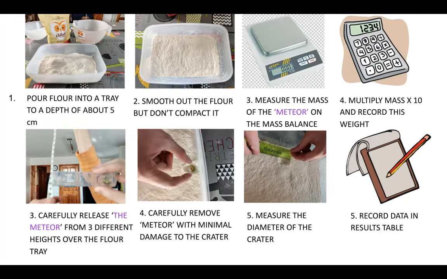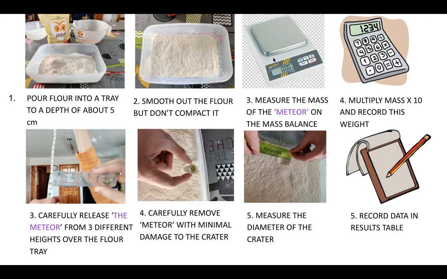What you're going to do is you're going to pour flour into a tray or a lunchbox or a box or anything that is suitable at home to a depth of about 5 centimeters. So you're going to have a ruler that you're going to measure this out. You're going to then make sure that the flour has been smoothed out. Okay, so we're pretending there's no craters here on the surface to begin with. So this is the smoothed out surface. You're then going to try to measure the mass.